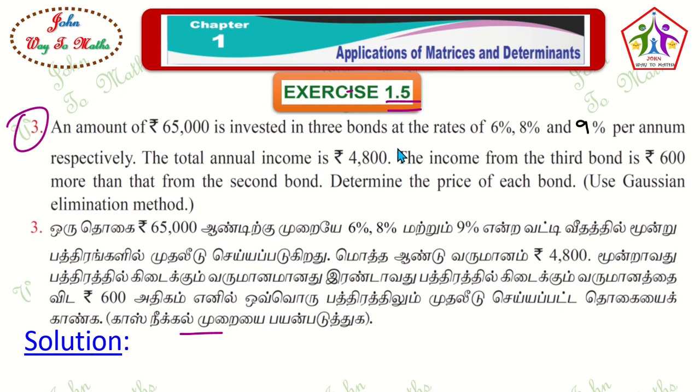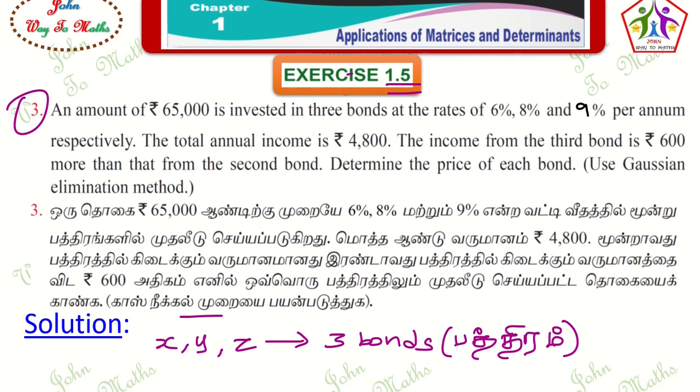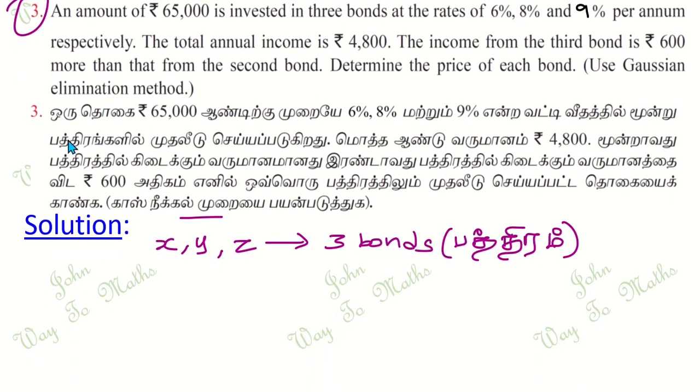So we can consider these 3 bonds as x, y, z. So given the first condition, the 3 bonds total 65,000. So x plus y plus z is equal to 65,000. Consider as equation number 1.